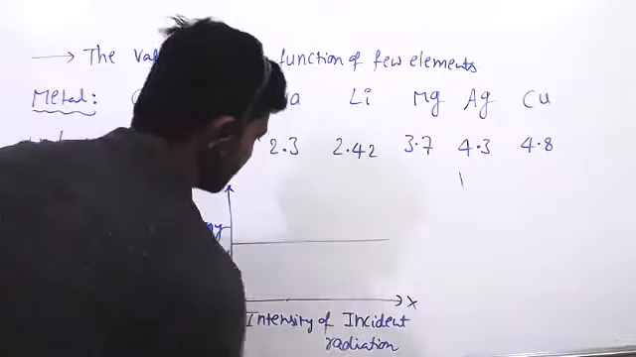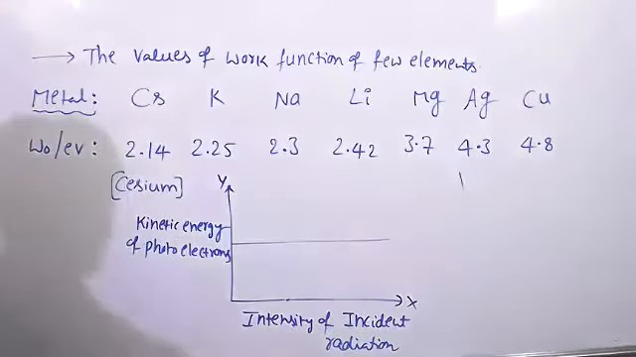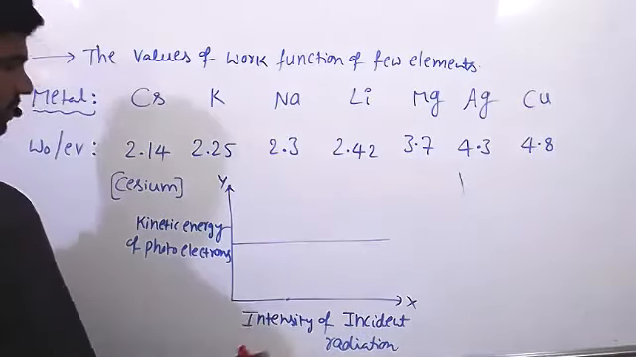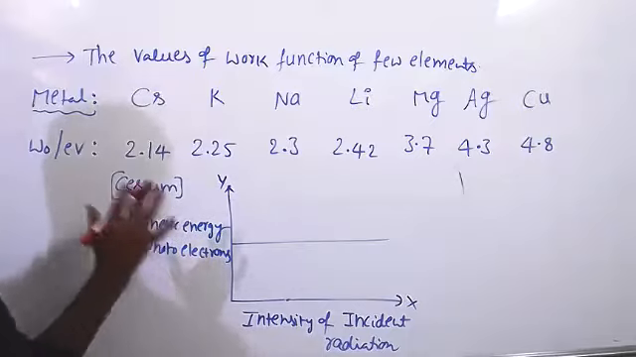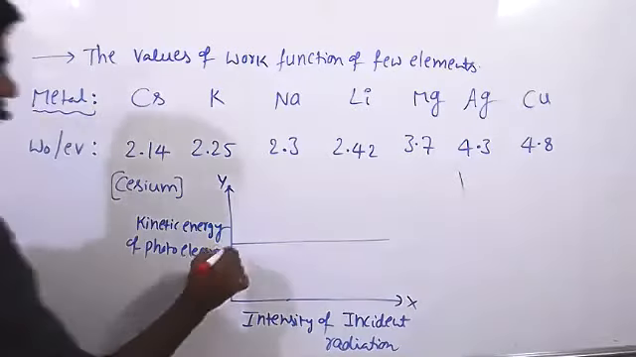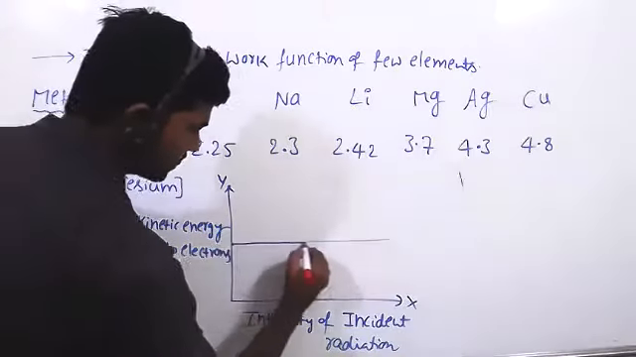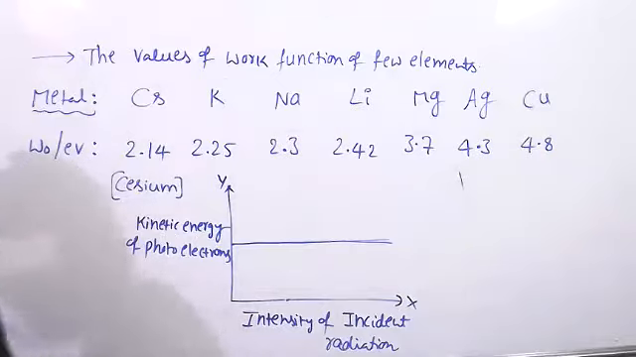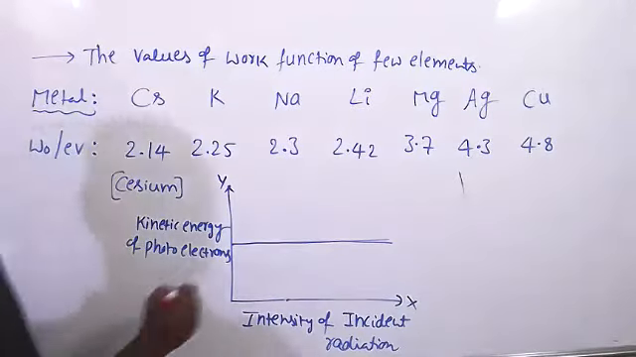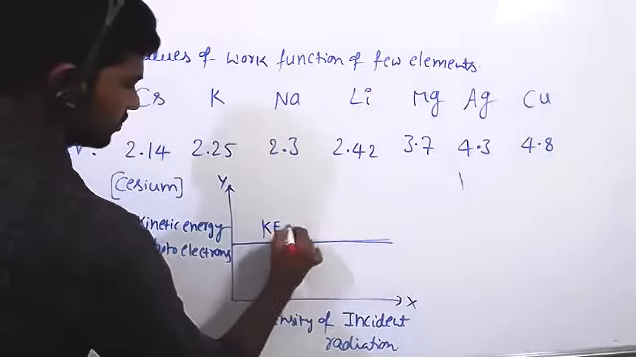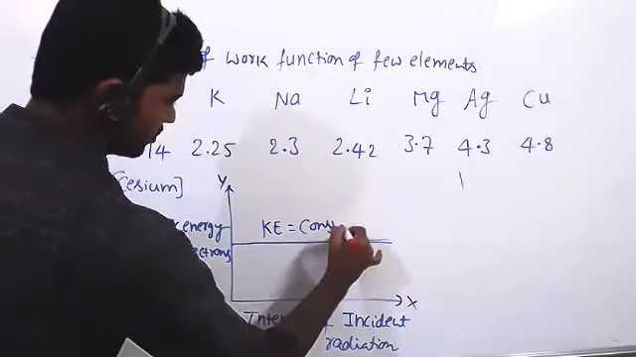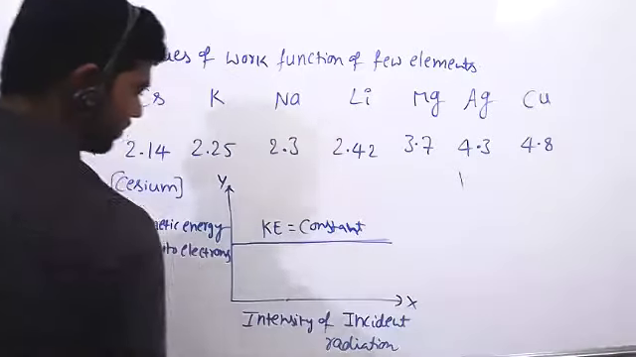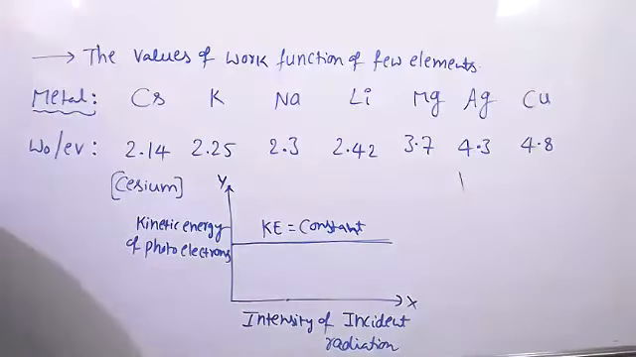So it is a simple line. It is independent, it does not depend. Even if intensity is low or high, it does not affect the kinetic energy of photoelectrons. So it is parallel to the x-axis, constant, not affected by intensity. So done.